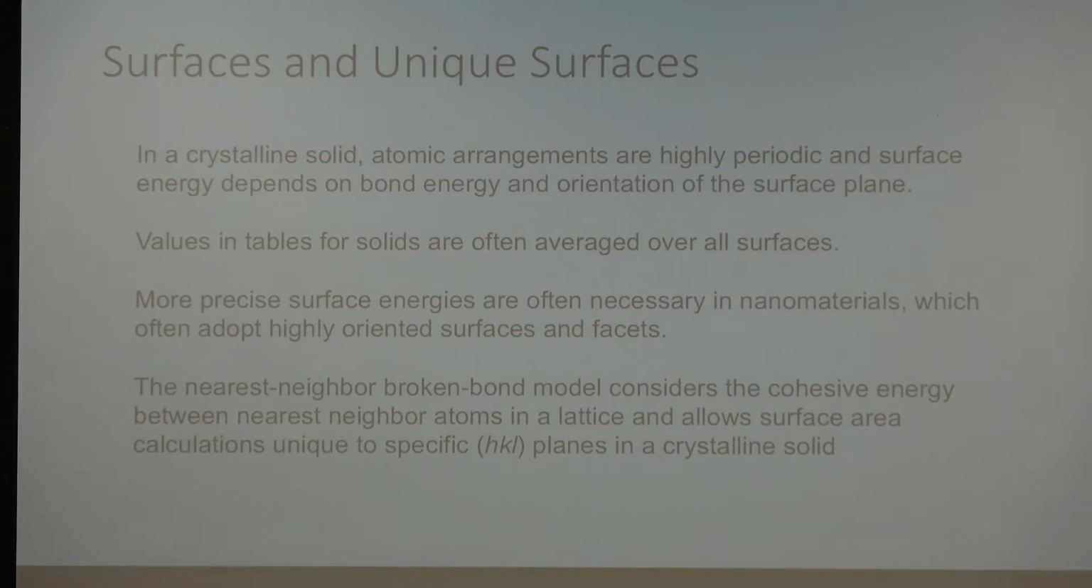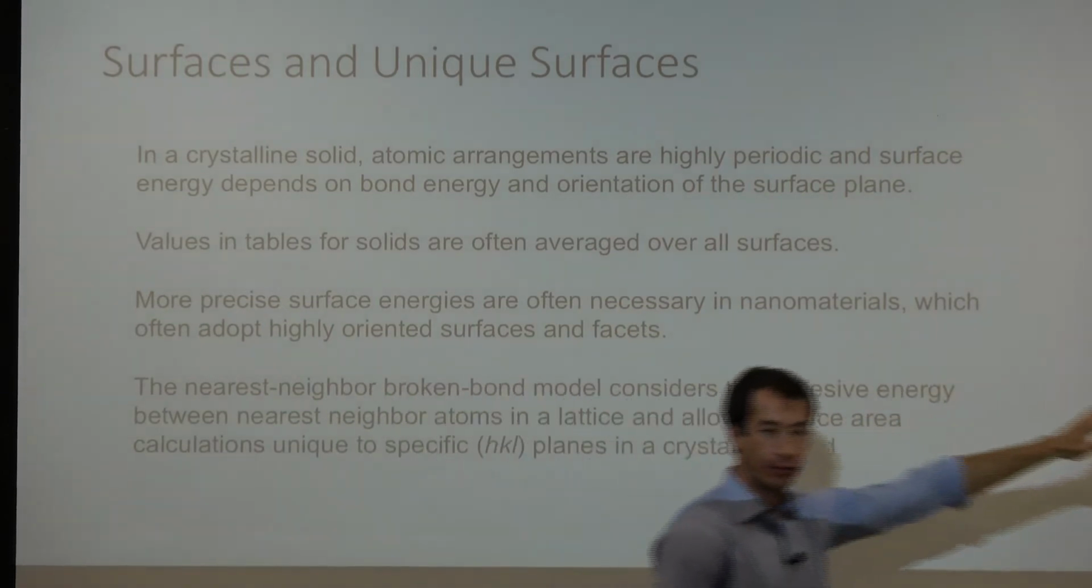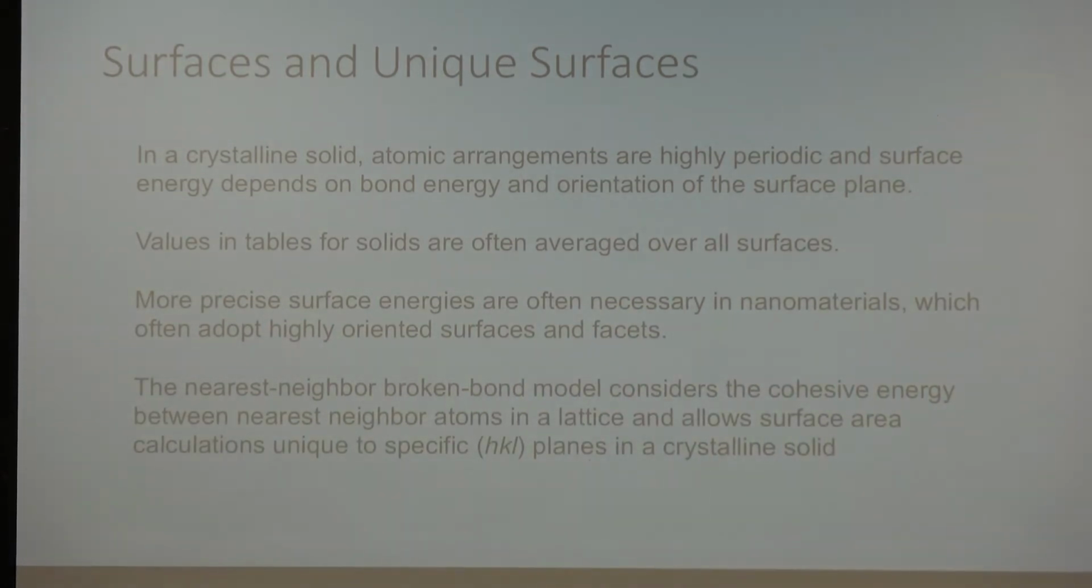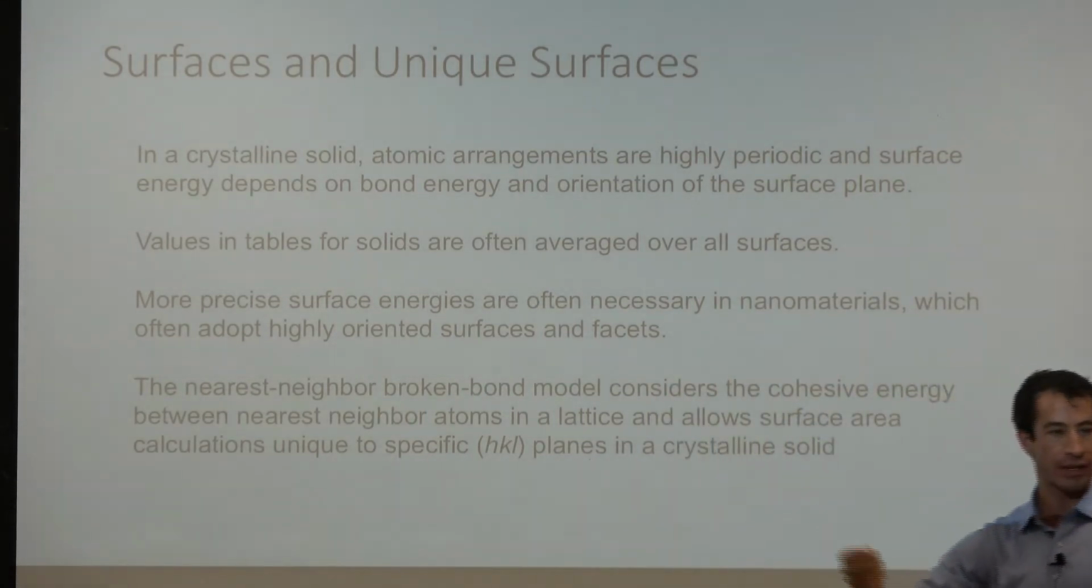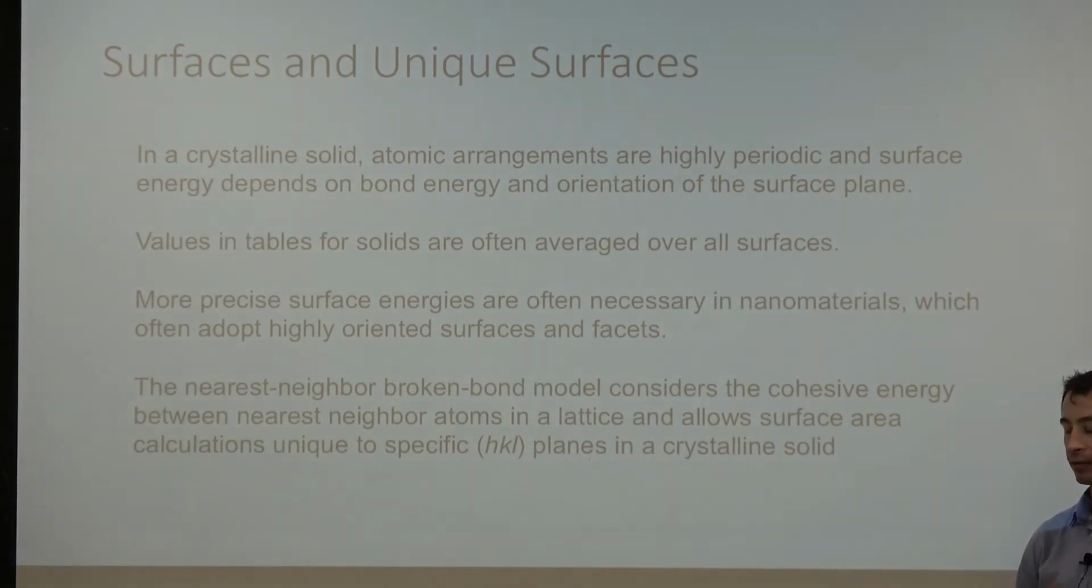But it makes sense, right, that these have different amounts of energy depending on how you cut these planes. In a crystalline solid, atomic arrangements are highly periodic, and surface energy depends on bond energy and orientation of the surface plane. Values in tables for solids are averaged over all surfaces. So I think maybe what we're getting to here is that these are even averaged over all surfaces. When you look up the bulk surface energy of gold in a table, or silica, it may, in a fancy enough table, specify, but it'll just say gold, silver, platinum.